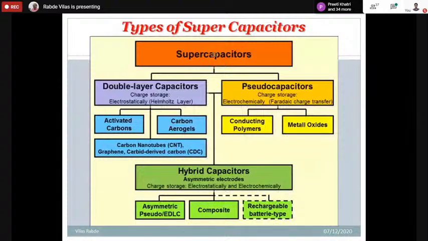So if you go for supercapacitor technology, there are many technologies available in the market today. One is double layer, which we are discussing, then pseudo capacitors. In double layer capacitors we have activated carbon, carbon aerogels, and carbon nanotubes. In pseudo capacitors we have conducting polymers and metal oxides. Then we also have hybrid capacitor versions, where we have asymmetric pseudo EDLC and composite pseudo EDLC, and rechargeable battery type. So these are the varieties.